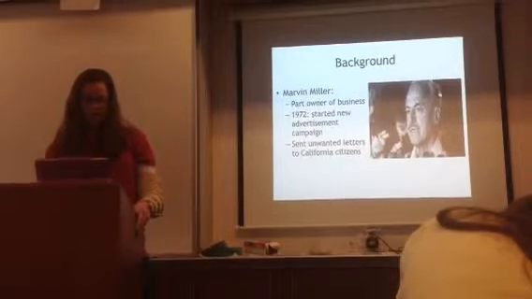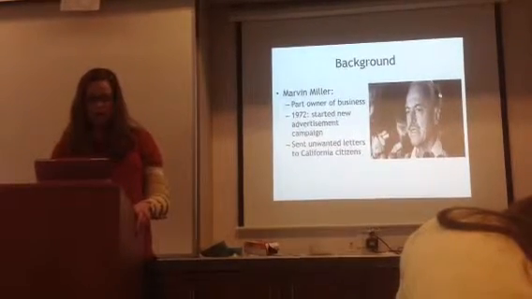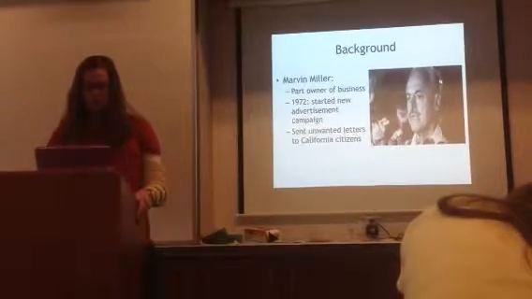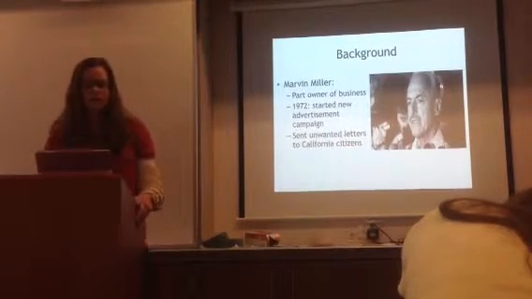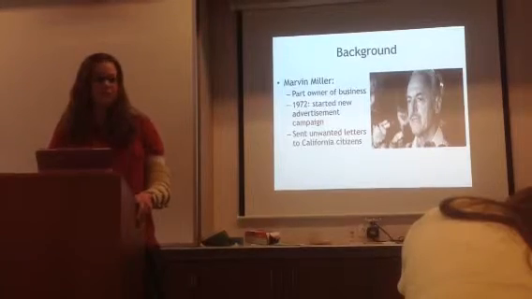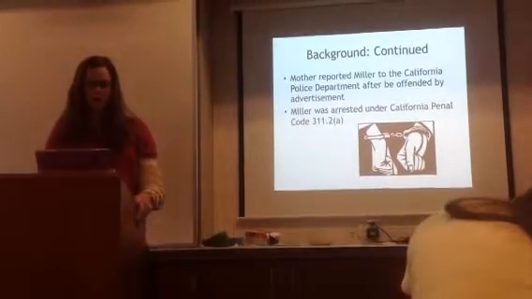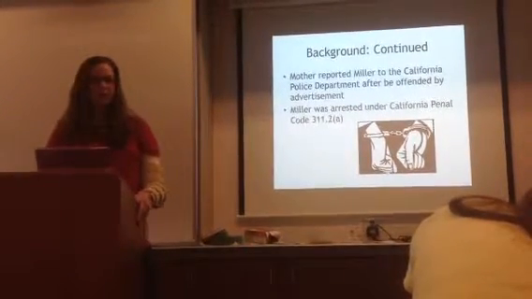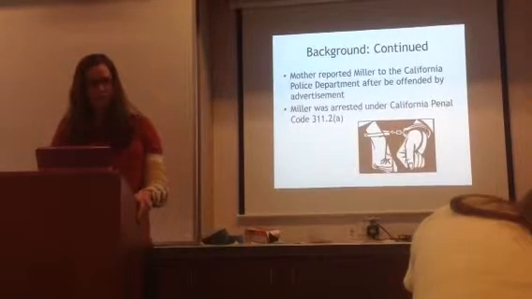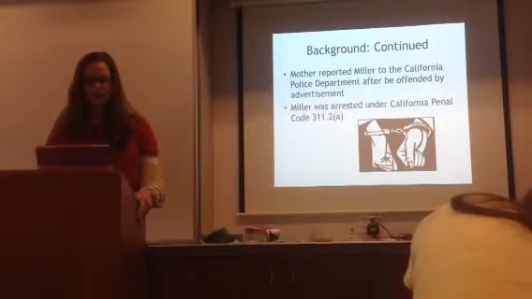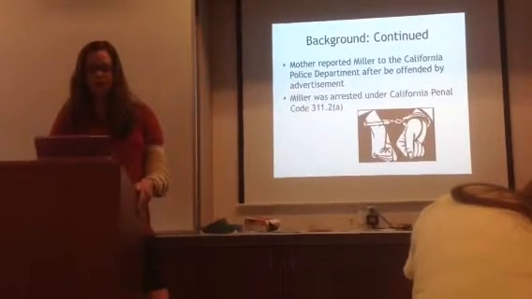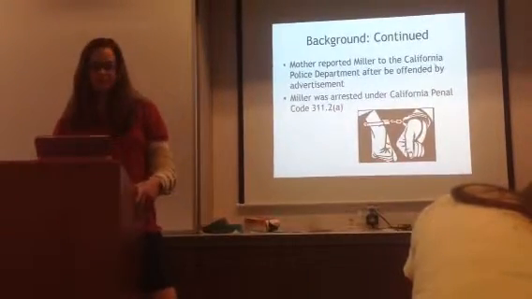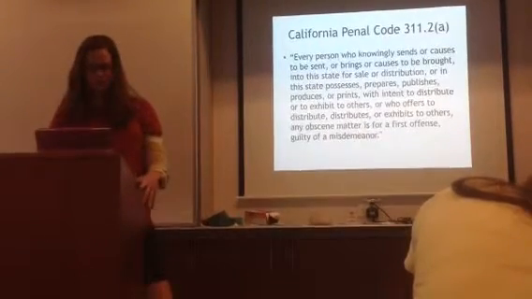So a little bit of background. Marvin Miller was a part owner of a business, and in 1972, he decided to start a new form of advertisement. This campaign included sending unwanted letters to many California citizens. More background. A mother and her child felt offended by the letter received from Miller, so the mother pressed charges against him to the California Police Department, and then Miller was arrested under the California Penal Code 311.2, Part A.